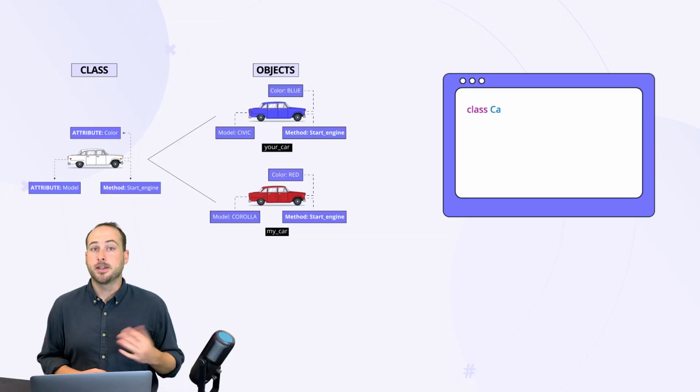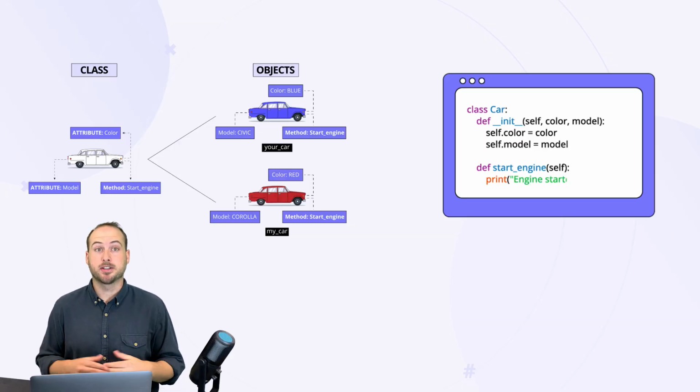Or to put it another way, OOP allows the creation of objects that can have unique characteristics, despite being based on the same blueprint. Here, my car is an object created from the car class. It has a color of red and a model of Toyota Corolla. When we call the start engine method on my car, it prints engine started. This demonstrates how objects can have different values for their properties, making each instance unique, even if they share the same class.